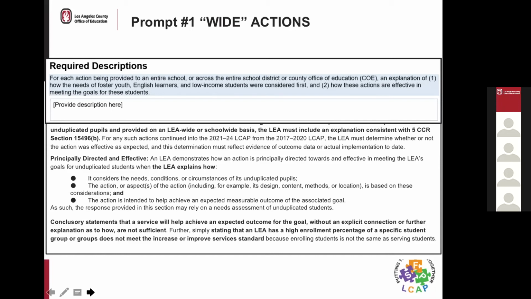When the actions have been planned with forethought in response to what the LEA has learned about the needs, conditions, and circumstances of each of their unduplicated pupil groups, this section will be easy to explain: the process for how the LEA determined the needs, conditions, or circumstances of an intended student group, then how they designed their action, and determined that providing that action on a school-wide or district-wide basis would principally address or intentionally focus on those needs, and how the action is intended to help achieve an expected outcome for the intended student group in the related goal. Let's take a look at the 3 components required to explain how an LEA-wide contributing action is principally directed and effective.